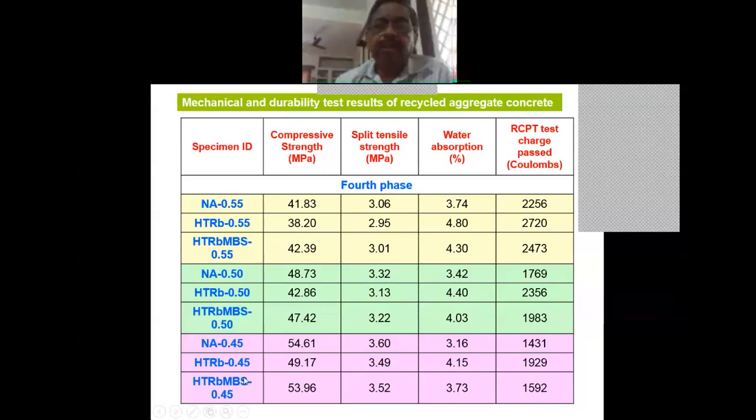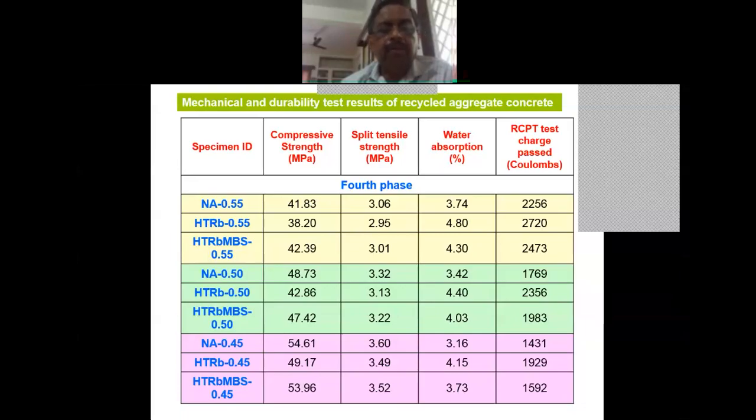So my emphasis is that whenever you are using mineral admixtures in the concrete mix, you should properly account for their specific gravity, the bulk density of the aggregates and other things. That has to be taken care of to have a better mix and better properties. From these studies, the heating and rubbing method will improve the aggregate property, and its mechanical and durability properties also improve, but not to the extent of natural aggregate.